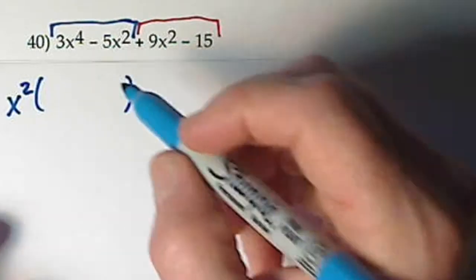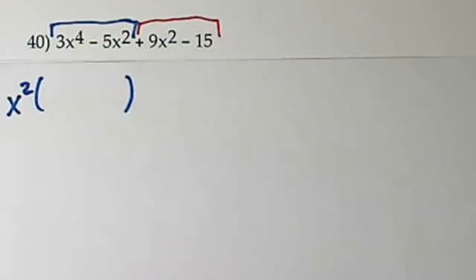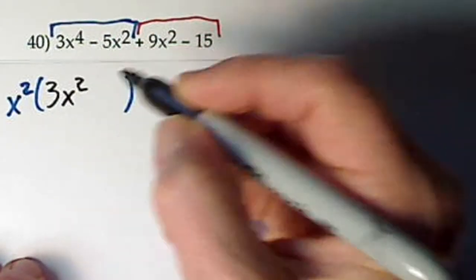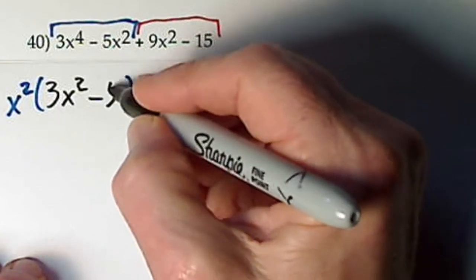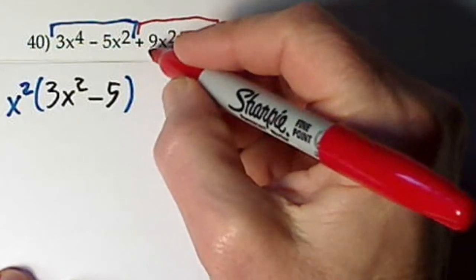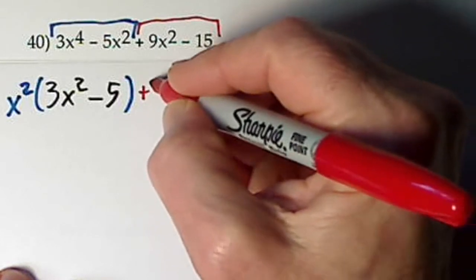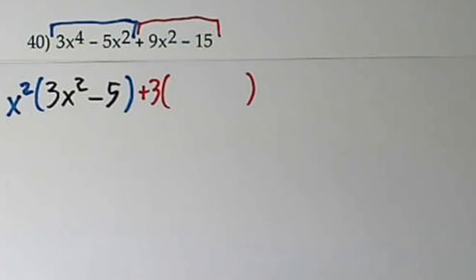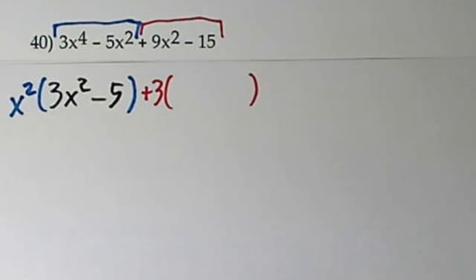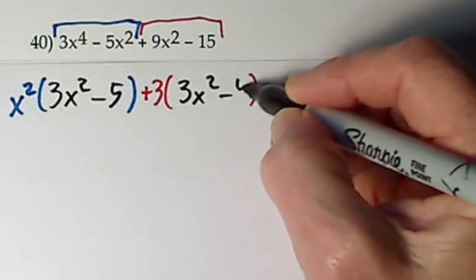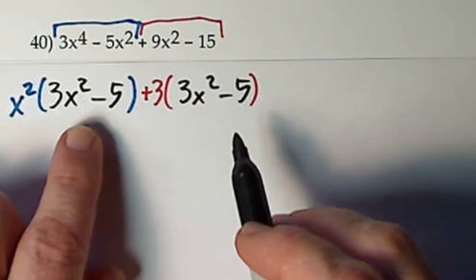And when I factor x squared out of those two terms, I am left with 3x squared and this would be negative 5. Okay. Then I look at my next two terms, and the GCF is 3. So it'll be a positive 3. That's what I'm going to factor out. Okay, when I factor that out of each term, I'll be left with 3x squared and a negative 5. Okay, notice each set of parentheses is identical.